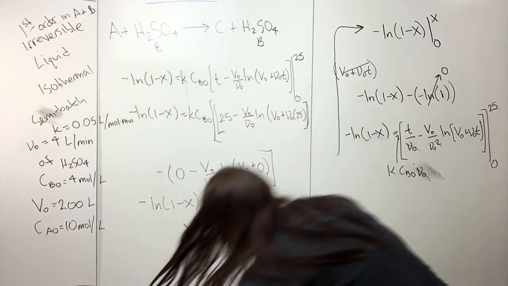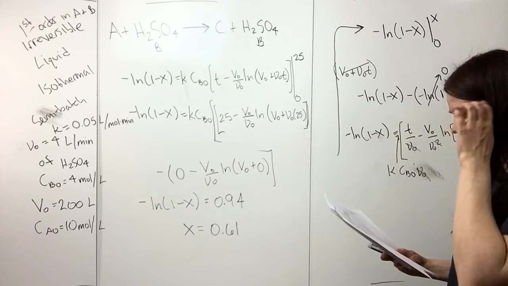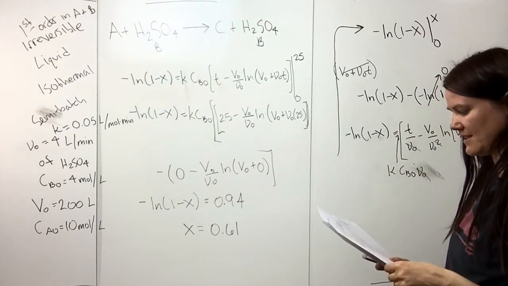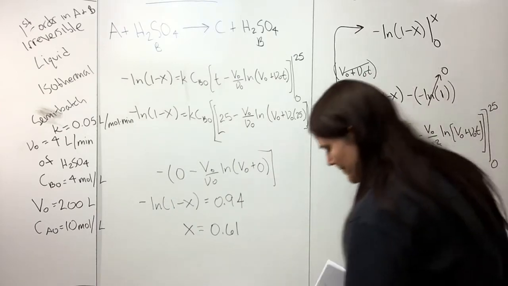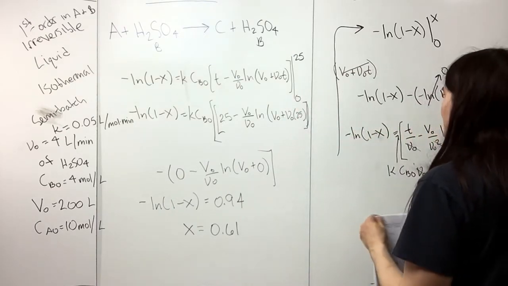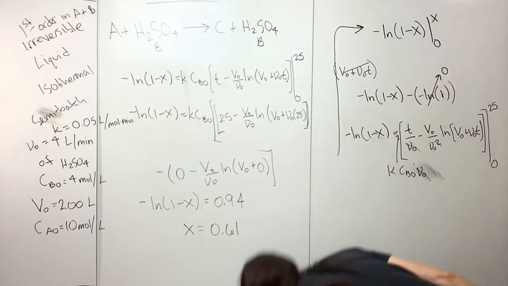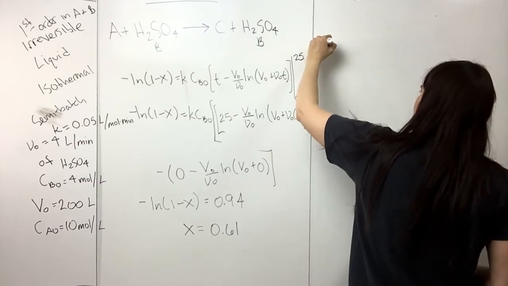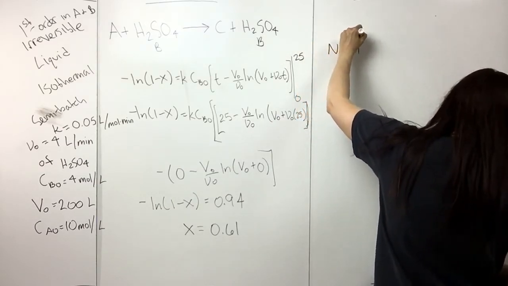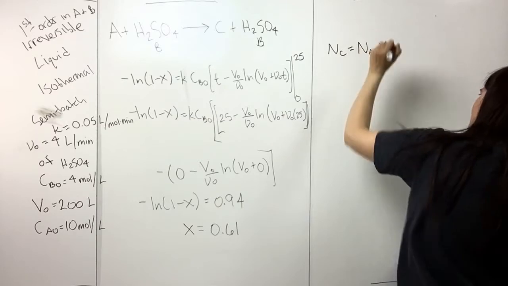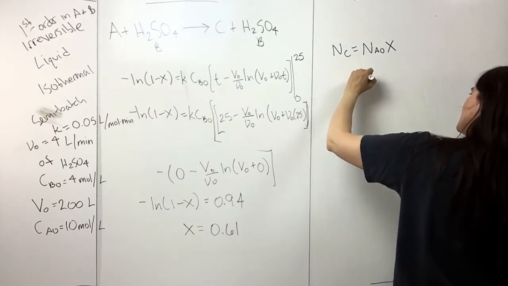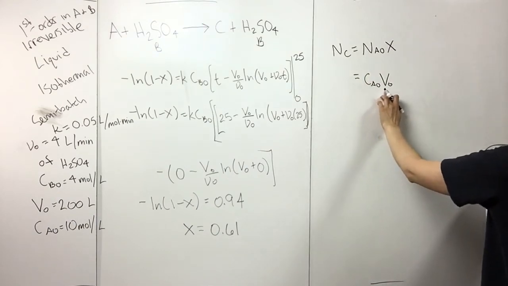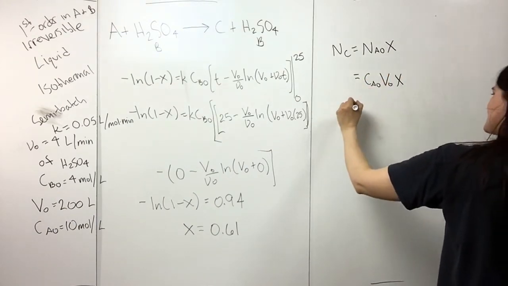So then it says, so determine the conversion of A after 25 minutes, and then how much C is formed. So to calculate C, I'm going to erase this real quick. Going back to stoichiometry, we know that C is equal to n A naught x is equal to C A naught V naught, and this is the volume, not the volumetric flow rate, X.